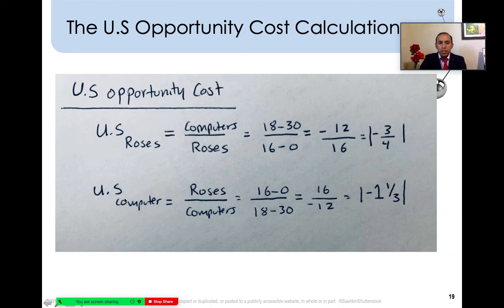What this means is that for every one computer produced in the US, you'll give up 1 1/3 of rose cultivation, if you're looking at the opportunity cost calculation for the US, meaning the trade-off. If you produce 18 computers, you have to subtract it from the 30 because that's how much you were producing. And if you produce 16 roses, you have to decrease it from the original 0 rose production. So 16 over negative 12 is equivalent to negative 1 1/3. So this is the opportunity cost for the US: 3/4 for roses and 1 1/3 for computers.